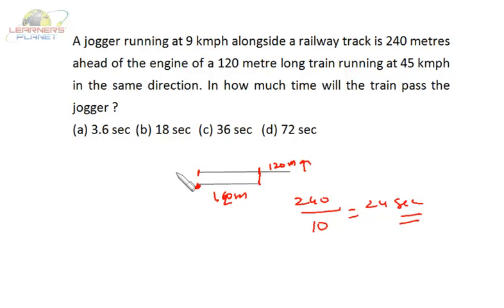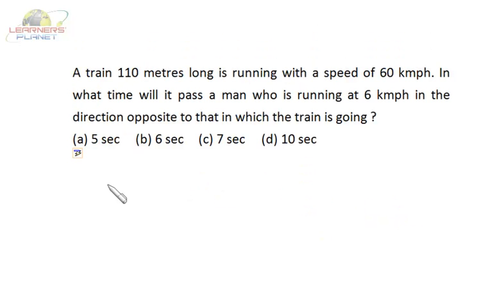Okay, now let's see this problem. A train 110 meters long is running with a speed of 60 km per hour. In what time will it pass a man who is running at 6 km per hour in the direction opposite to that which the train is going?